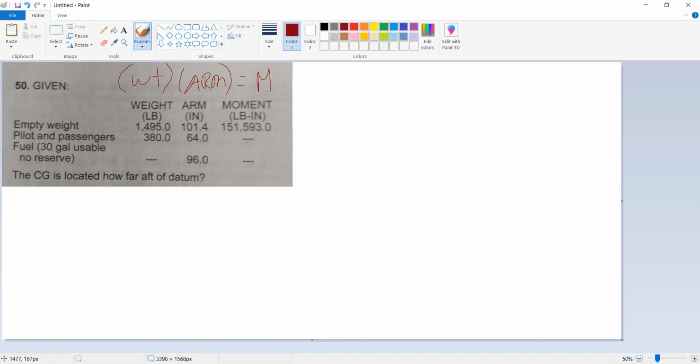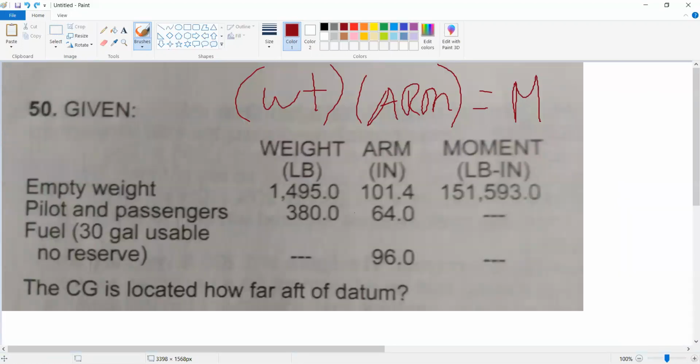All right, so let us work it out. So we have 380 times 640, which is about 24,000. Let me make this bigger. It will be 24,320.